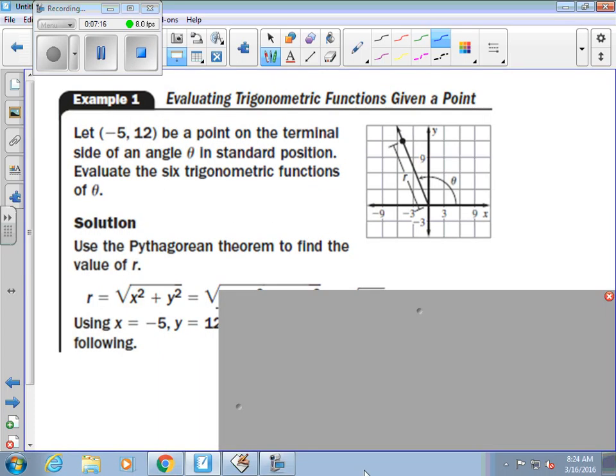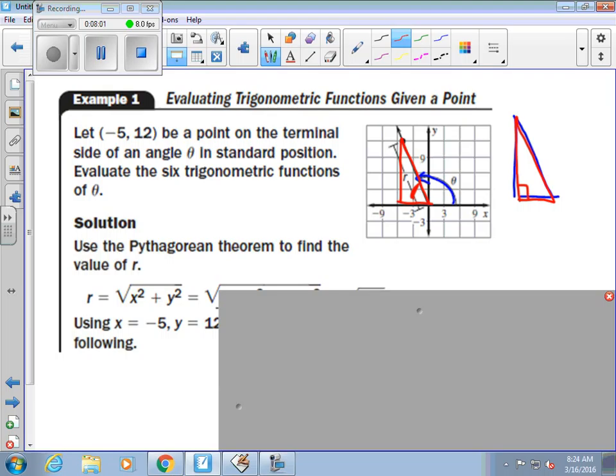Here's example number 1, evaluating trig functions given a point. It says, let negative 5, 12 be a point on the terminal side of an angle theta in standard position. Evaluate the 6 trig functions. So this angle opens up this way, and it creates this right triangle, negative 5, 12. This right triangle is the one we're looking at right here. So we need to fill in A, B, and C right now.